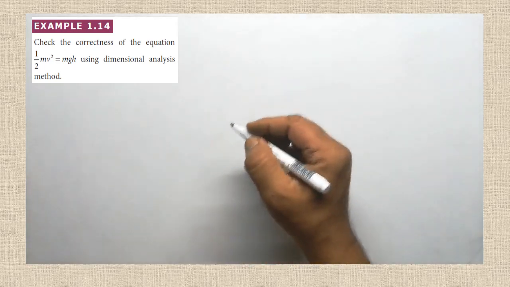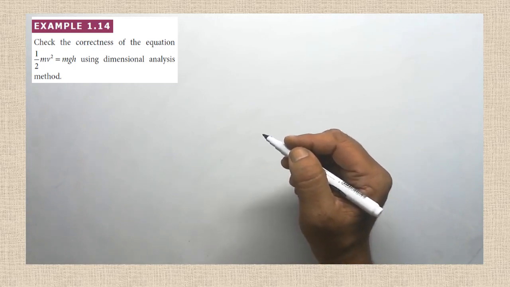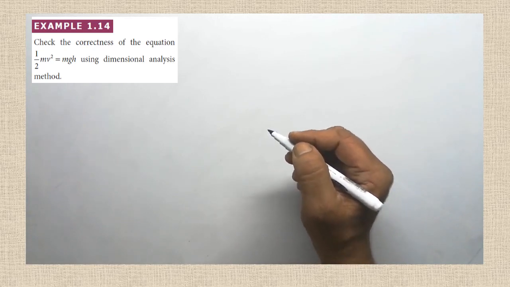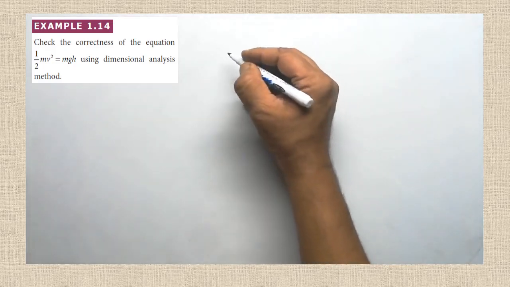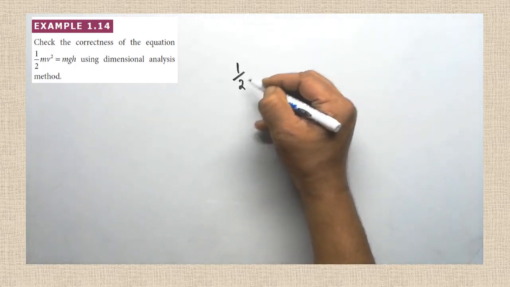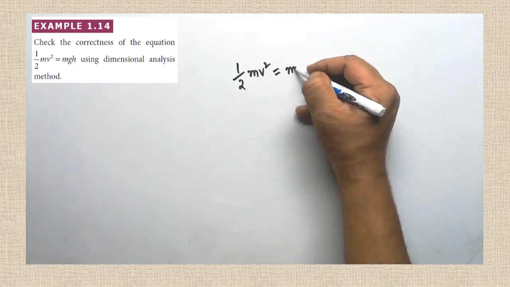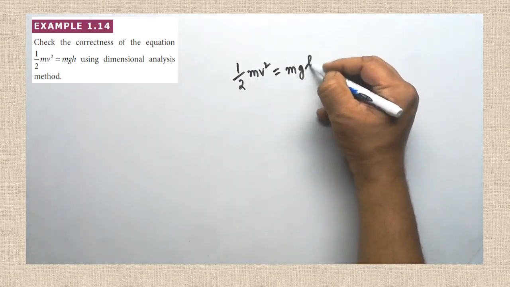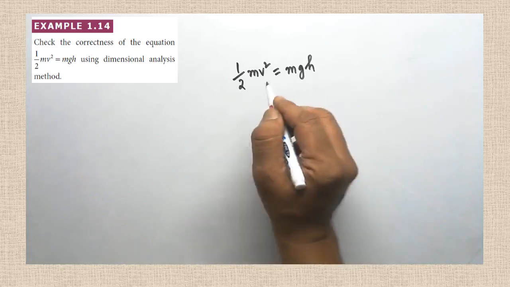Now we are going to do problem number 1.14, which is already solved in the textbook. I would like to teach it again. You are asked to check whether the given equation is dimensionally correct or not. What is given? You are asked to check whether half mv square is equal to mgh. First I will write the equation. Half mv square is equal to mgh. This kind of problem will be asked in the examination. You have to check whether this one is dimensionally correct or not.